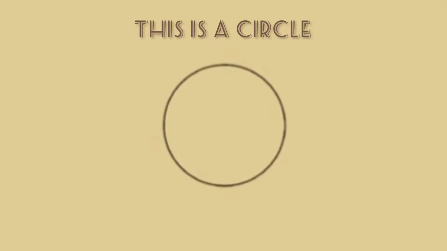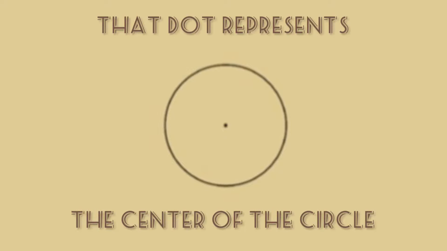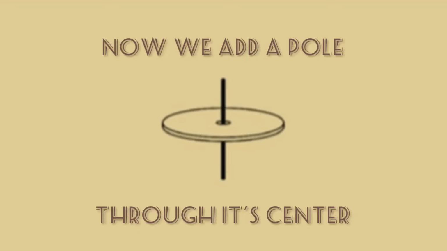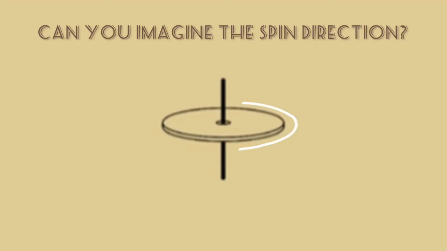This is a circle. We will imagine the circle to be spinning. That dot represents the center of the circle. Let's watch the disk from the side. Now we add a pole through its center. Can you imagine the spin direction?